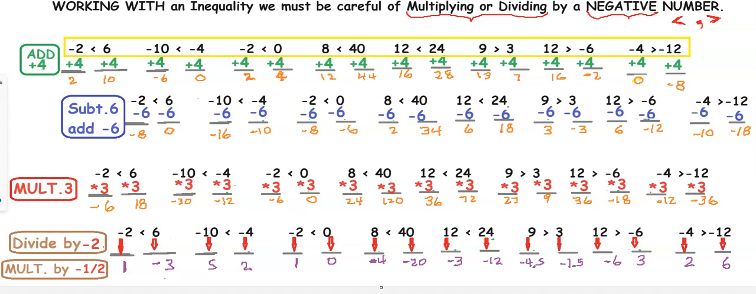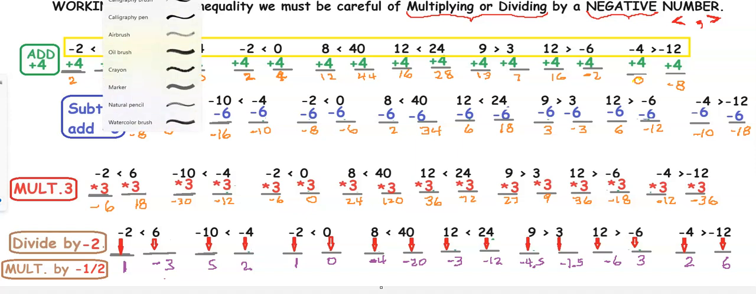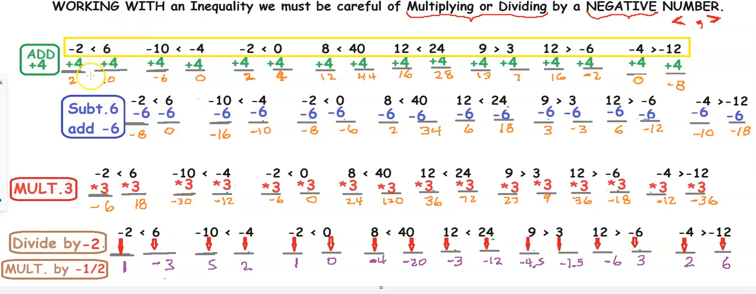In the first three groups of problems, adding, subtracting, and multiplying, the direction that the inequality points, left or right, either less than or greater than, does not change. So what does that mean? Well, 2 is still less than 10. Negative 6 is still less than 0. So you can see in each of these problems, the direction that the inequality points does not change.